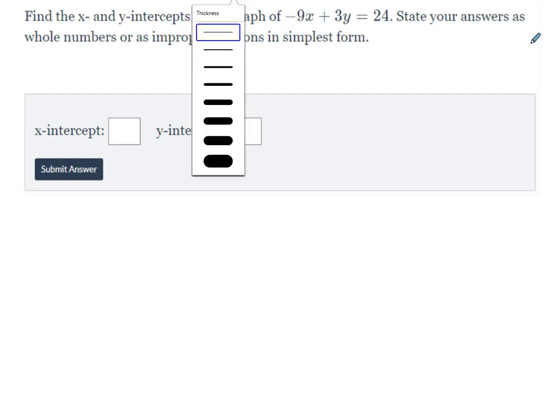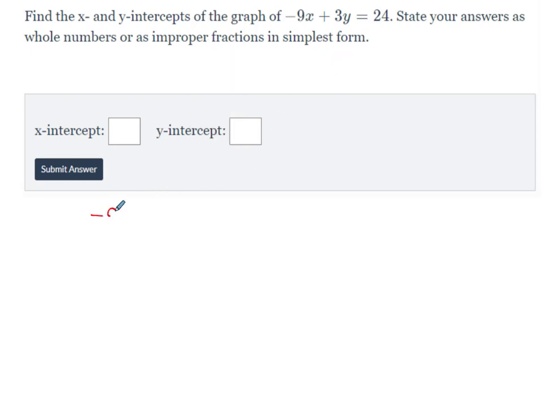Okay, so let's get started. The first thing we have to do is find the x-intercept and y-intercept. And so we have two different intercepts. So I'm going to rewrite the same equation twice, and then I'll show you what we're going to do. So I've got negative 9x plus 3y equals 24. Ultimately, when we're done, we're going to have a value for x and for y on both of them.